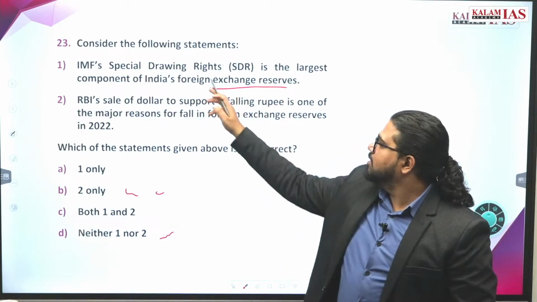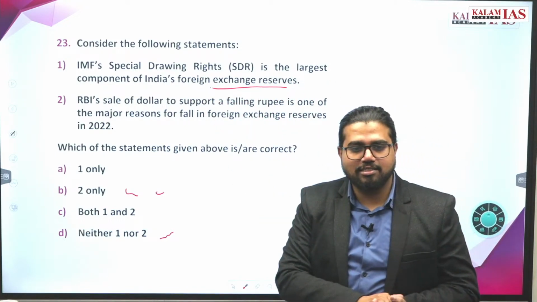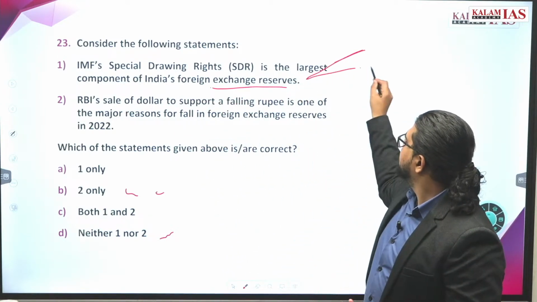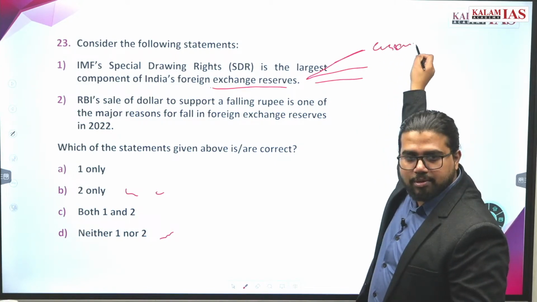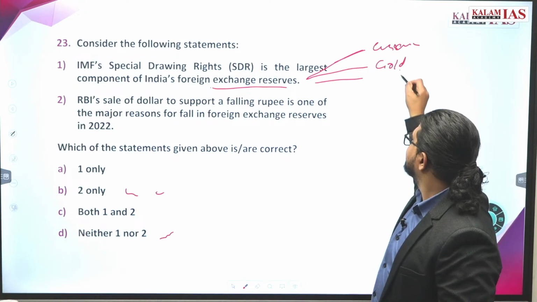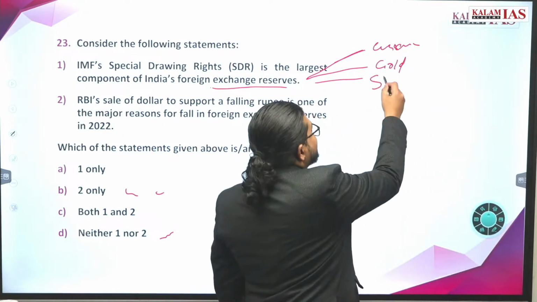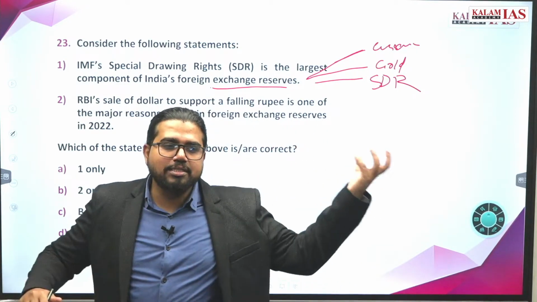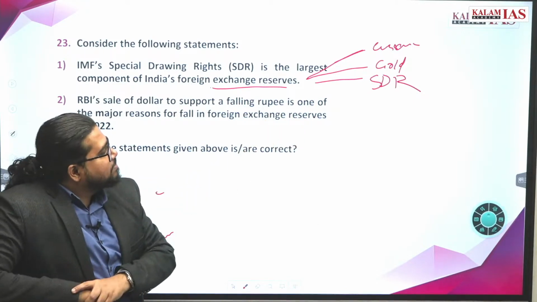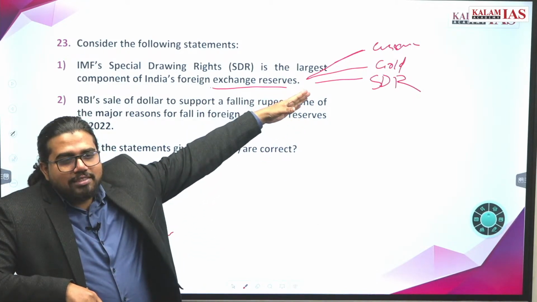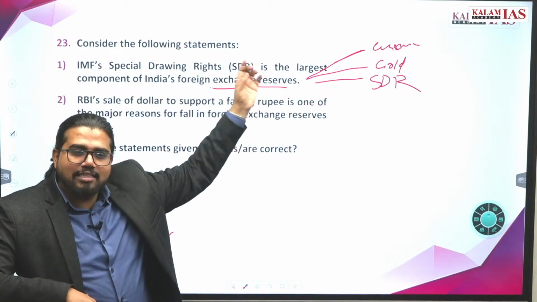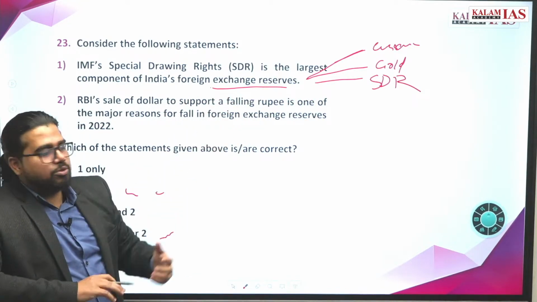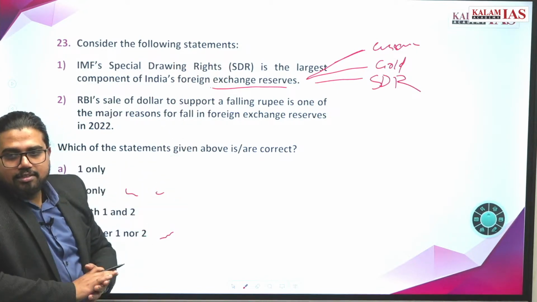India's forex reserves. The IMF says SDR is the largest component of India's forex reserves. What does the forex reserve contain? Foreign currencies will be there, gold will be there. What else? What is SDR? Special Drawing Rights in the IMF. Its value is decided by 5 major currencies. So what is the major component of this? Obviously it should be foreign currency, and it should be the dollar itself. The dollar will have dominance in forex reserves. Everything we talk about is with respect to the dollar. So the first option is obviously wrong. What else can you think of?